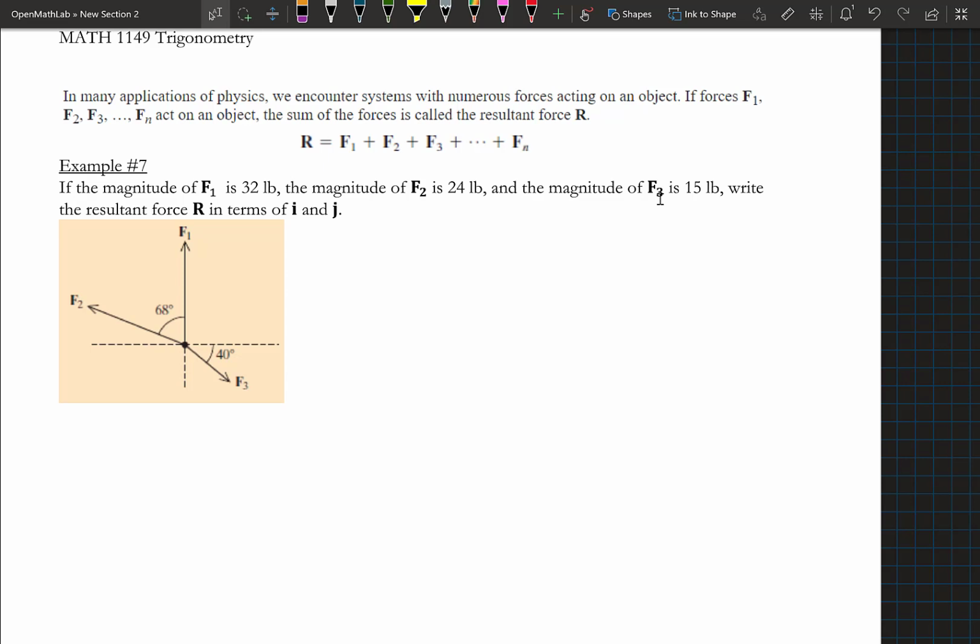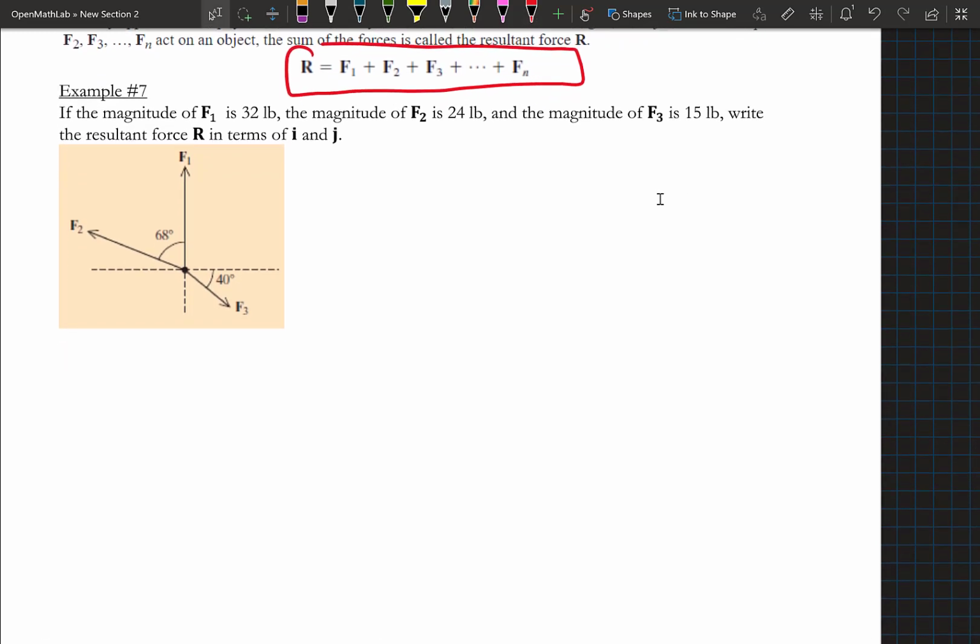In many applications of physics, we encounter systems with numerous forces acting on an object. So if forces F1, F2, F3, all the way to Fn act on an object, the sum of the forces is called the resultant vector, R. The resultant vector is going to add up all the forces together.